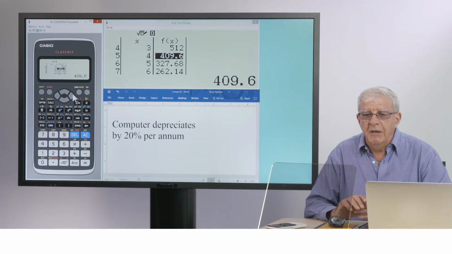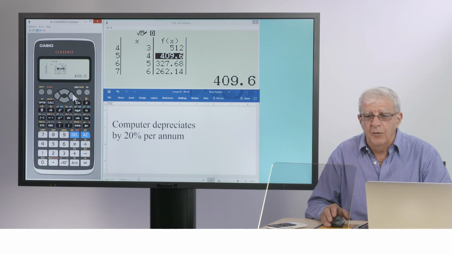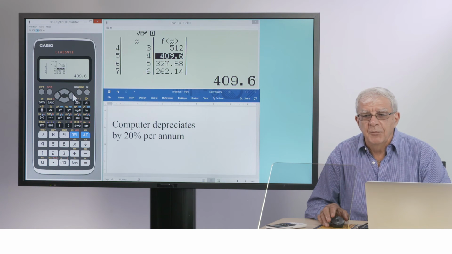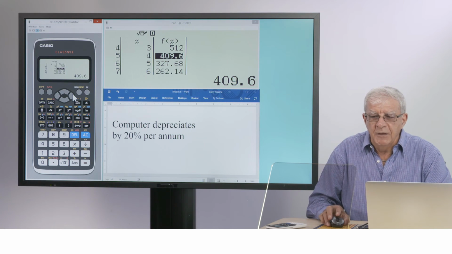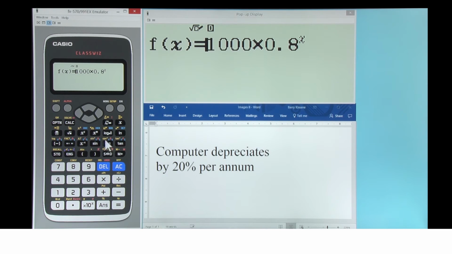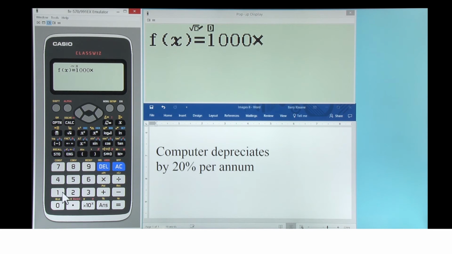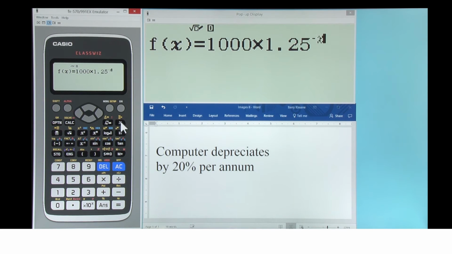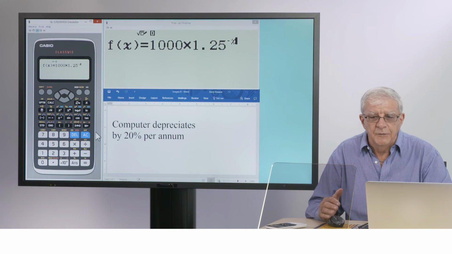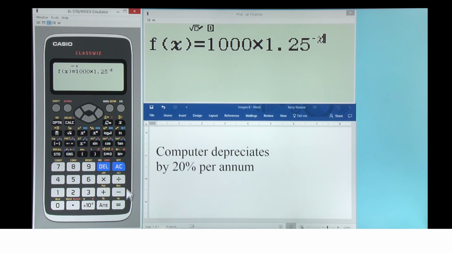Models for exponential decay are sometimes written differently with a negative exponent to make it clear that decay is involved. In this case, the reciprocal of 0.8 is 1.25, so a suitable model might be written with a negative exponent like this. So instead of 0.8, we have 1.25 to the power negative x, because multiplying by 0.8 is the same as dividing by 1.25.